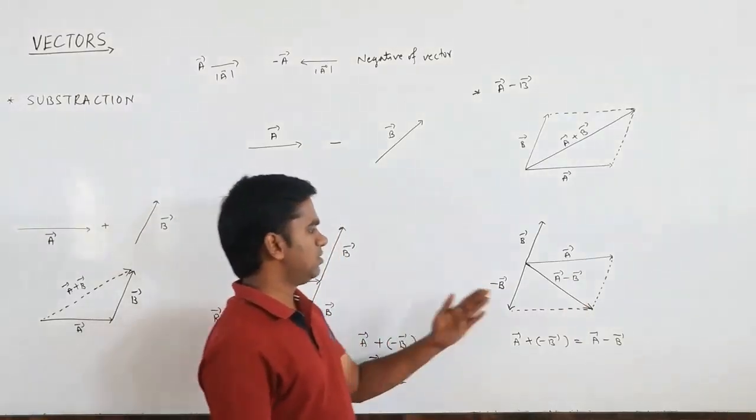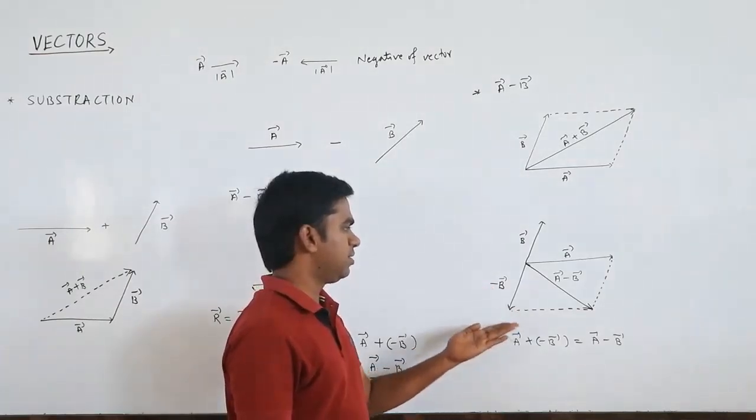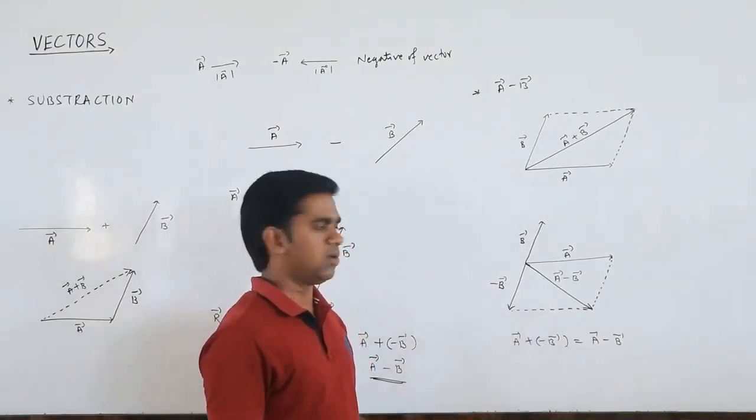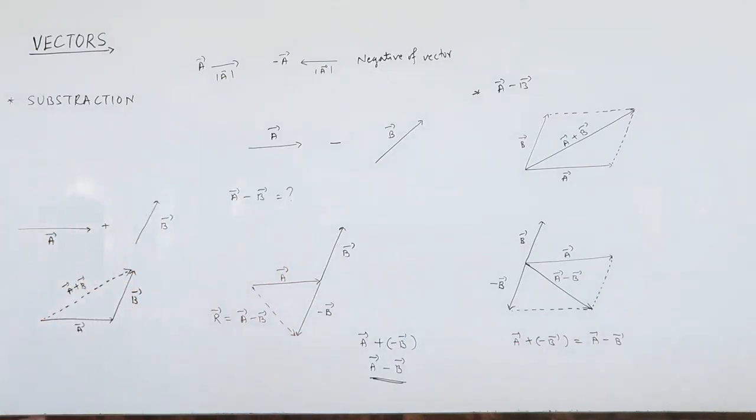Okay, so this is how we can calculate the vector subtraction, or subtract two vectors, when the two vectors are given either joined head to tail or joined tail to tail. Okay.